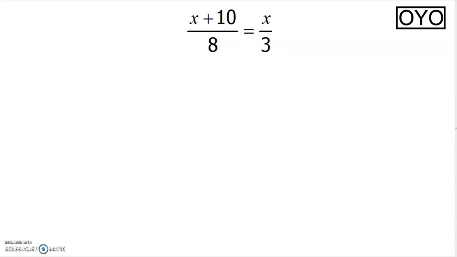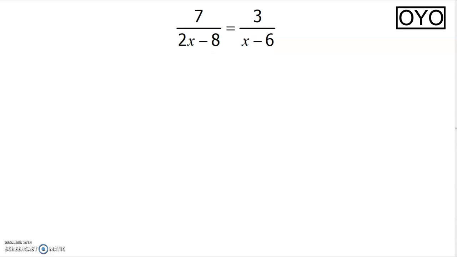The next examples are all on your own problems. So the first one, 2, 3, 4, and 5.